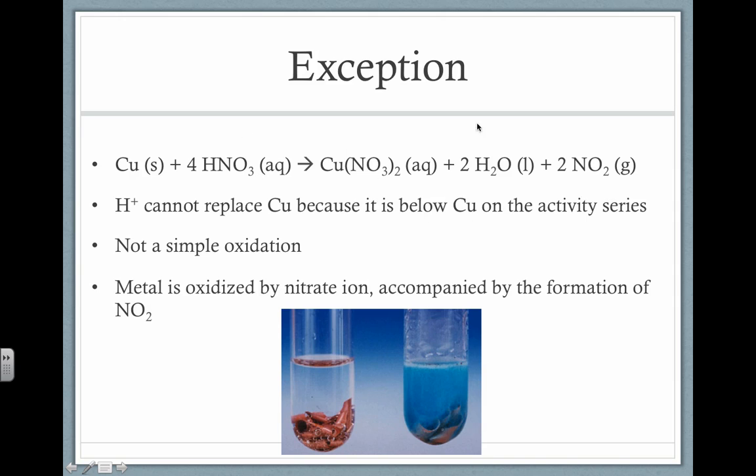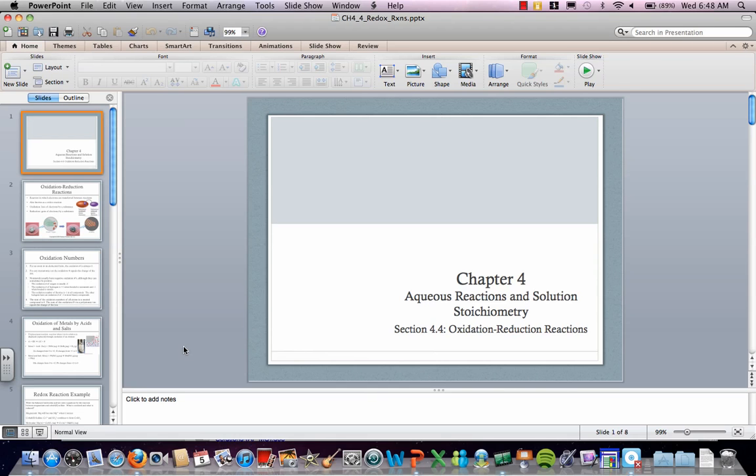Notice how you get some copper nitrate, but some of the oxygens become other things, and this is because of the stripping of electrons away from the copper. This is not a simple oxidation. It's much more complex, and it goes a little beyond the scope of the course, so I'm not going to get into too much detail. But suffice it to say, the metal is oxidized by the nitrate ion as opposed to the hydrogen, and that is it.